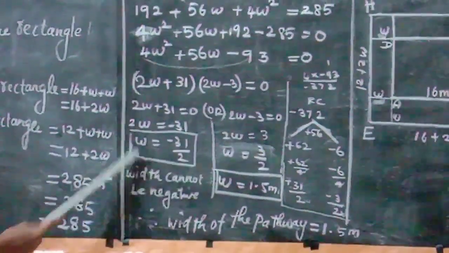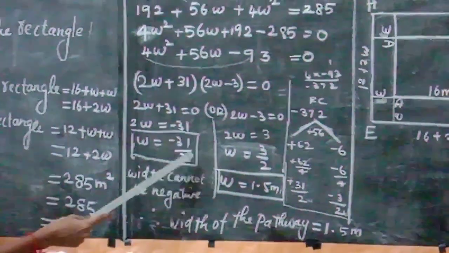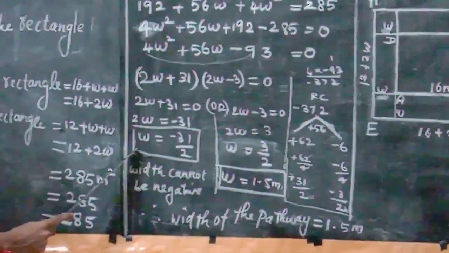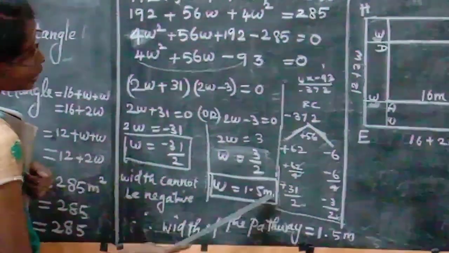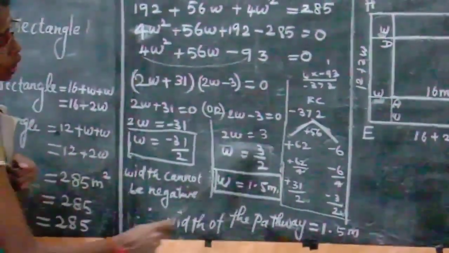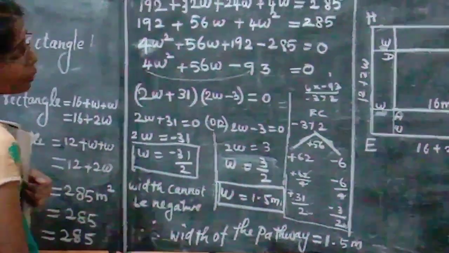Here this width value is negative, and width cannot be negative, so we won't take this value. W is equal to 1.5 meters. This is the width of the pathway. The value is 1.5 meters.